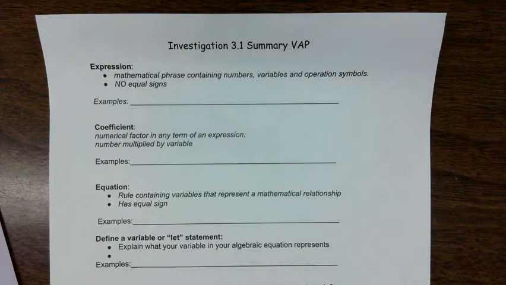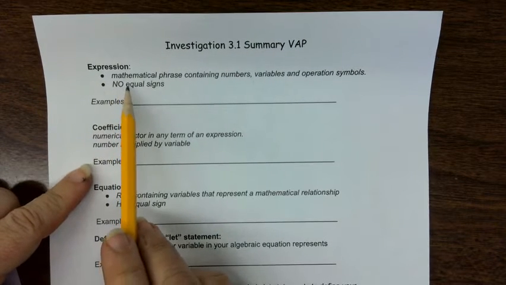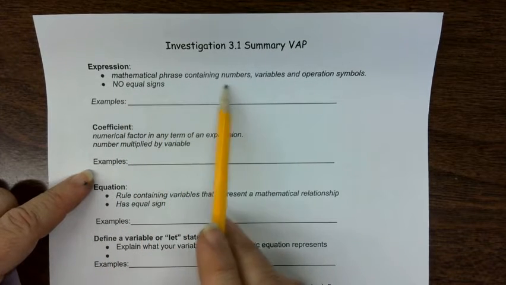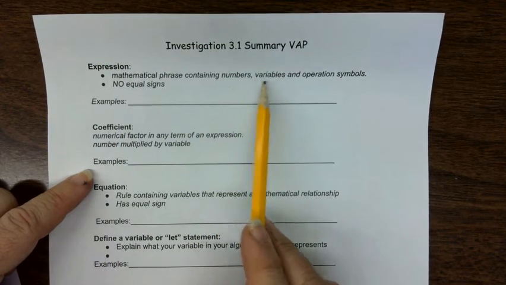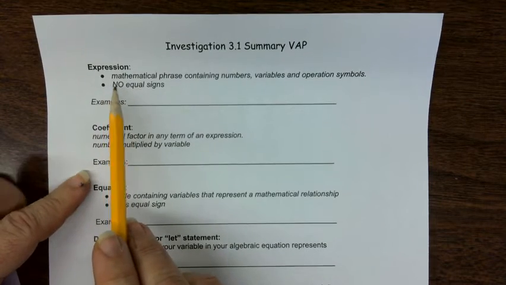Sixth grade, investigation 3.1, summary, variables, and patterns. We have lots of different vocabulary in this section. The first one is an expression. An expression is a mathematical phrase containing numbers, variables, and operation symbols. There are no equal signs in an expression.